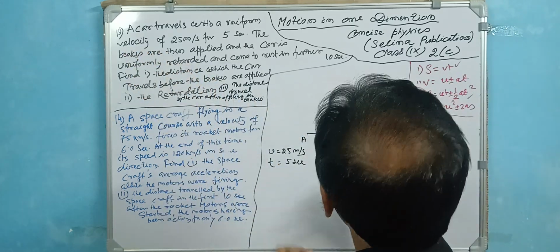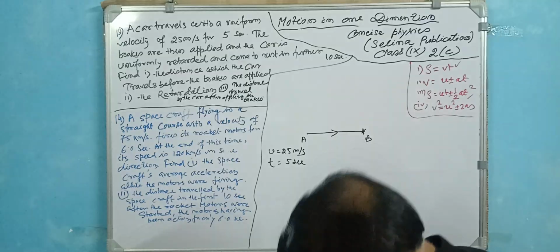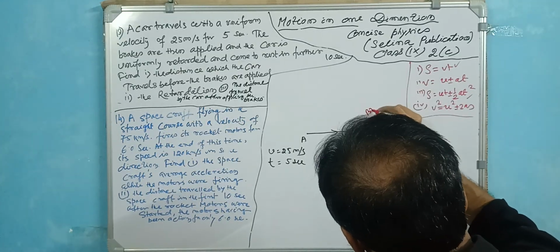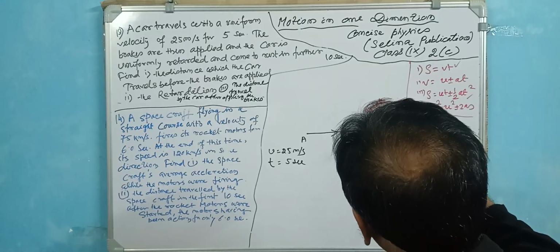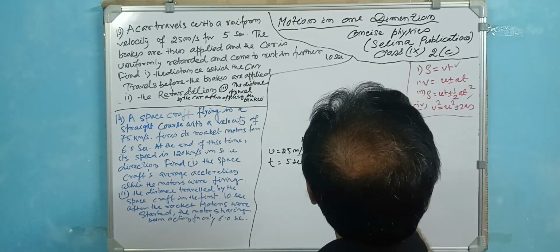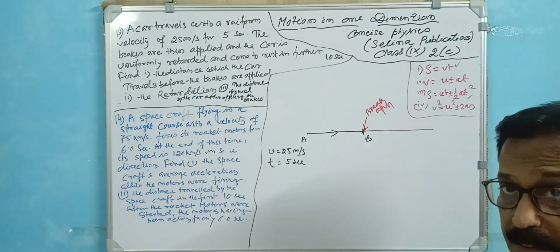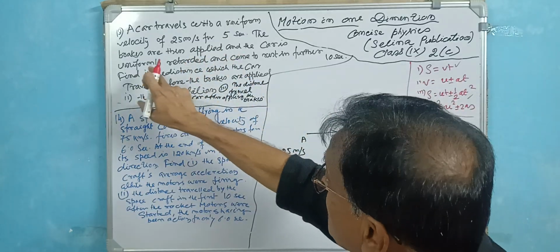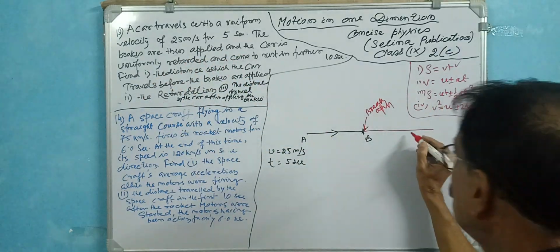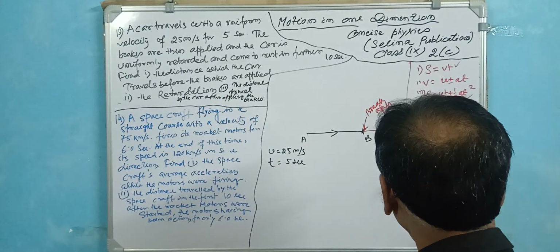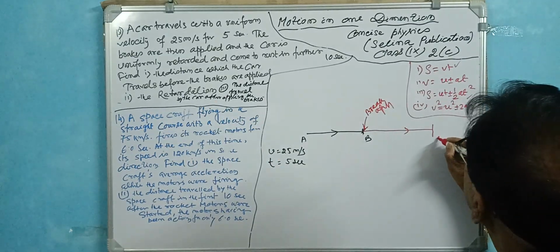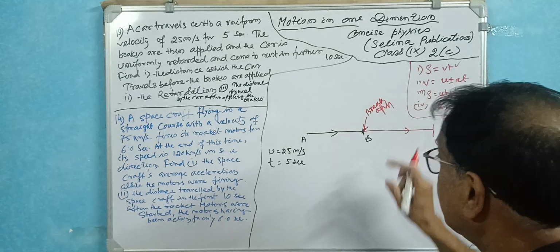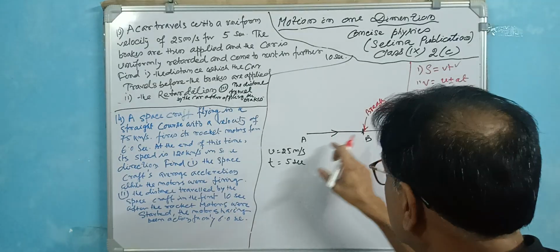The brake is then applied at that position. Suppose the brake is applied here. When the brake is applied, you know this is a retardation. The car is uniformly retarded and comes to rest. That means at that position it is at rest, so the final velocity is 0. Here a retardation is acting, and before that there is no acceleration or retardation.